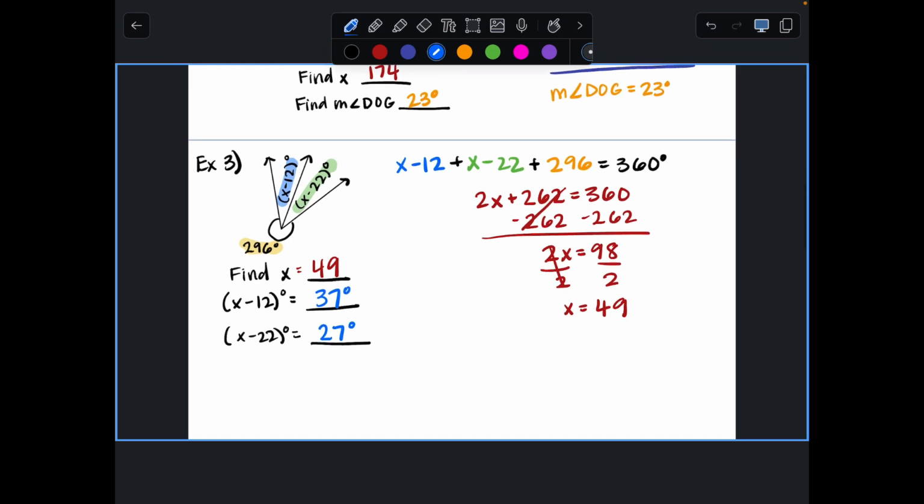And then you can check your work. Does all of that add up to 360? We have 296 plus 37 plus 27. And if it equals 360, then you know your math was correct.